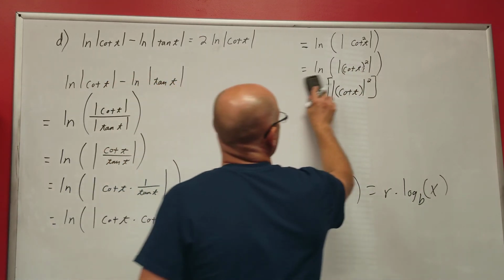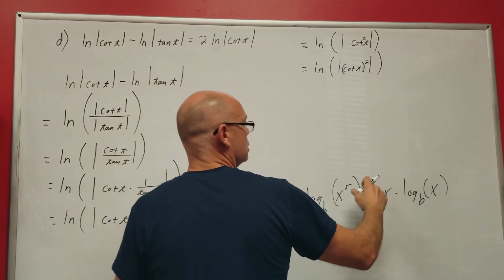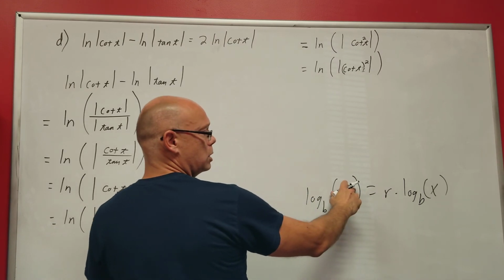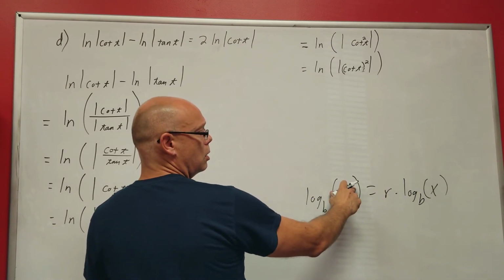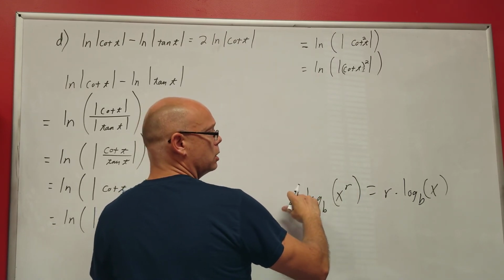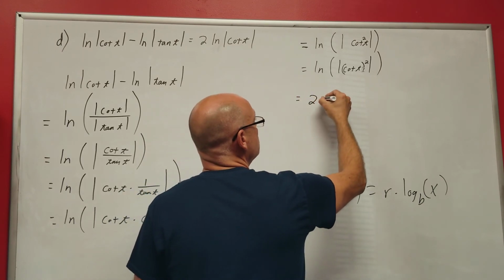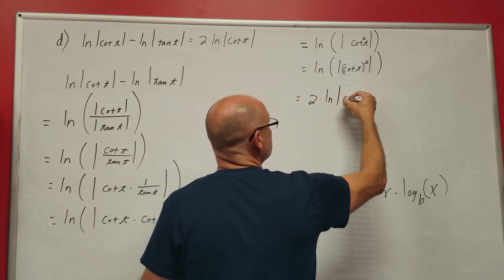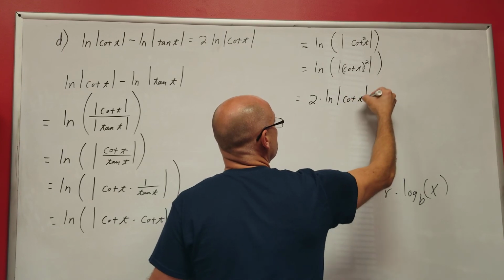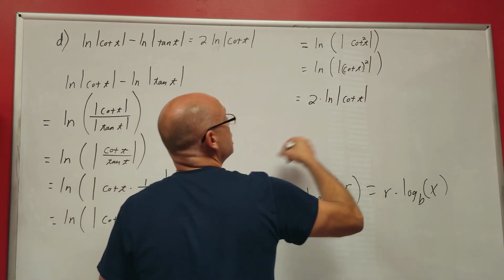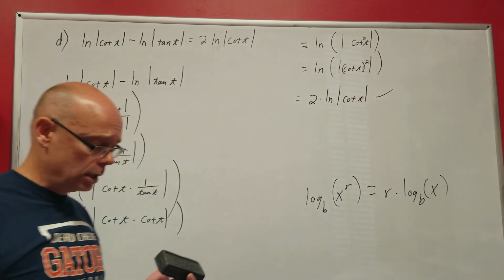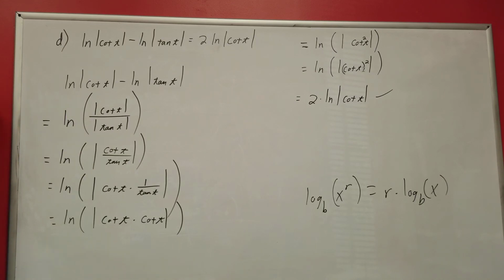I'll tell you what, let's just use this property here. It says, what can I do with that r value? That's my exponent. I can pull it to the front and say that's 2 times the natural log of the absolute value of cotangent of t. Is that where I want it to end up? Sure is. Be patient with yourself with this stuff.